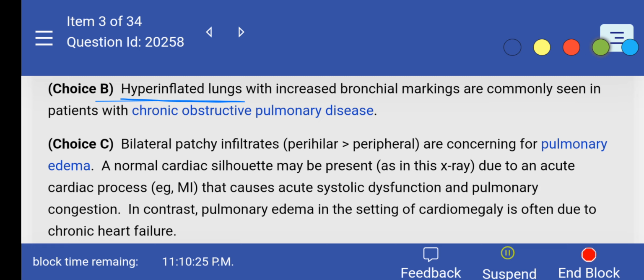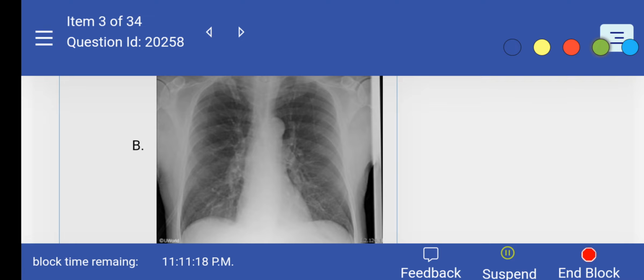Hyperinflated lungs, this is important. Hyperinflated lungs with increased bronchial markings are commonly seen in patients with COPD, right. Let us see that. Normally this length would not be that high, it would be just up to here, but in this case the diaphragmatic surface has gone down, right. And this cardiac silhouette has also been narrowed. This is not usually just like that, okay.